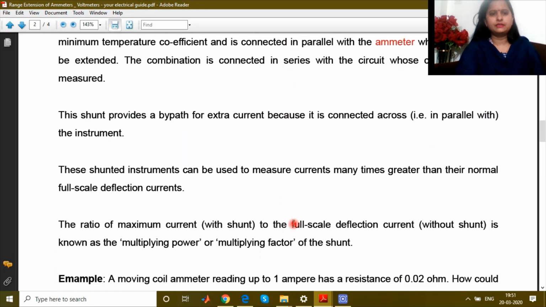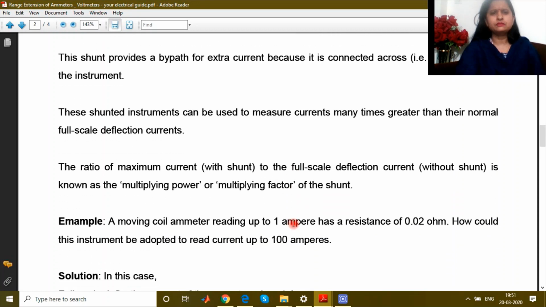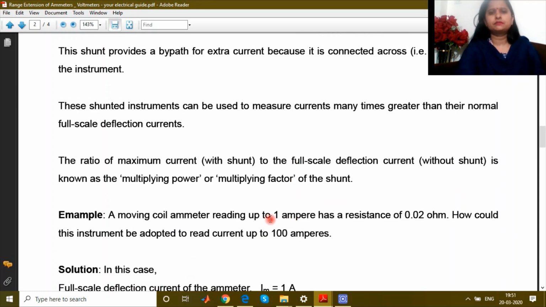Here we can see an example. Suppose a moving coil ammeter reads up to 1 ampere. So you have an ammeter whose range is 1 ampere, which can read only up to 1 ampere, and the resistance of that ammeter is 0.02 ohm. This is the internal resistance of that ammeter. How could this instrument be adapted to read current up to 100 ampere?